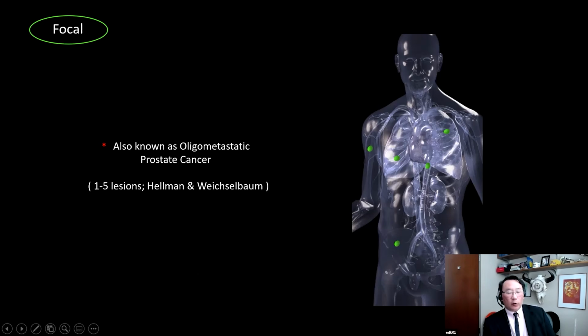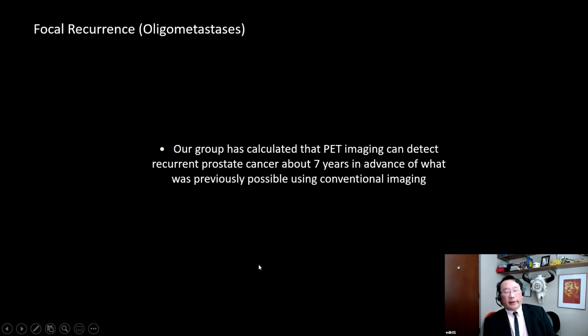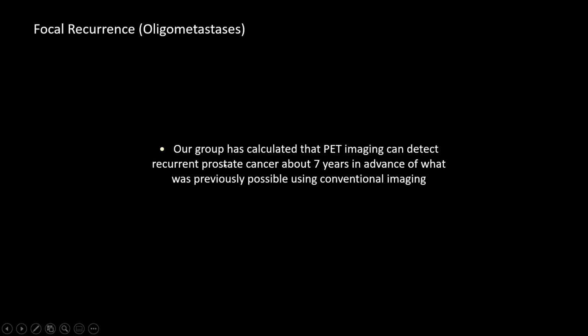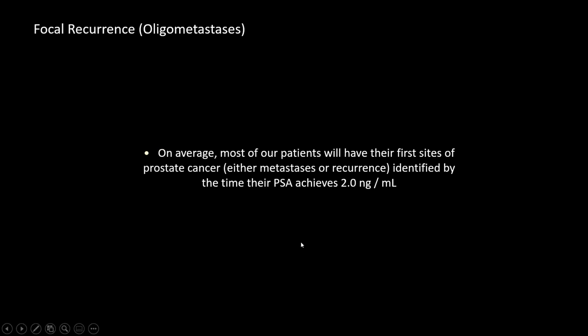We actually rolled out discussions on treating oligometastatic prostate cancer 10 years ago at PCRI, and I'm very happy to say that this has become a very hot and accepted topic for the management of advanced prostate cancer. In terms of oligometastatic disease, our group has actually calculated that PET imaging can find recurrent cancer 7 years in advance of what was previously possible using conventional imaging.